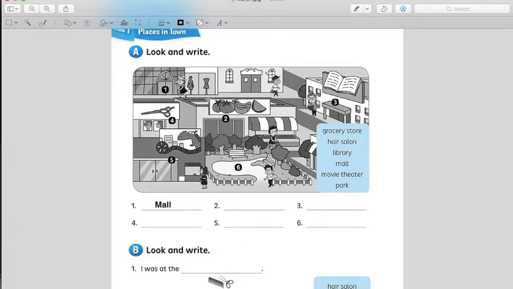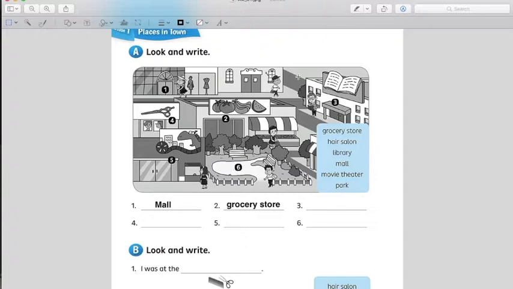Number 2, we have fresh fruit. We have tomatoes, banana, watermelon. What could this be? If you had said grocery store, that is correct. Grocery store. So we know what that is. Okay, where is number 3?